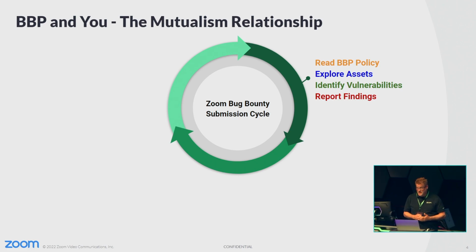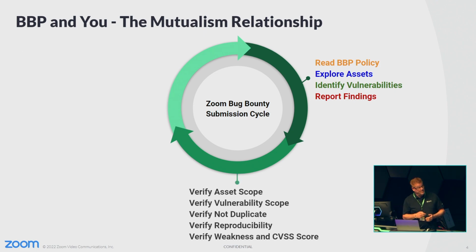Once you submit or report your findings after you've identified vulnerabilities, then everything is on our side. Our first line of triage will verify the asset scope and the vulnerability type, make sure it's not a duplicate, verify the reproducibility, and then verify the weakness and CVSS score so that we understand how much the bounty is going to be.